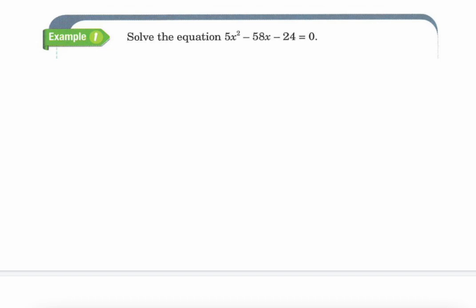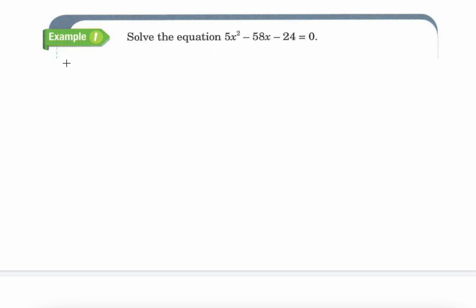Okay, so if you remember from our previous lessons, the first thing we would want to do is see if we can take out a GCF. But it looks like we can't because there's no GCF that will go into 5, 58, and 24. So then we would have to use either the diamond box method or the AC method. So let's start first with the diamond box method.